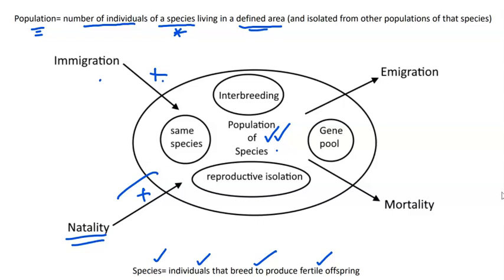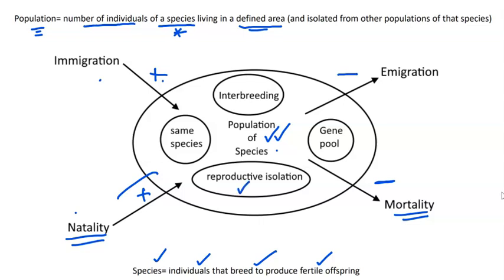So immigration and natality will increase the population, and then balancing that number will be the loss of individuals from the population due to death or mortality, as it's properly referred to. So that will reduce the population, and individuals may choose to emigrate from that population, so that too would decrease the overall population size.